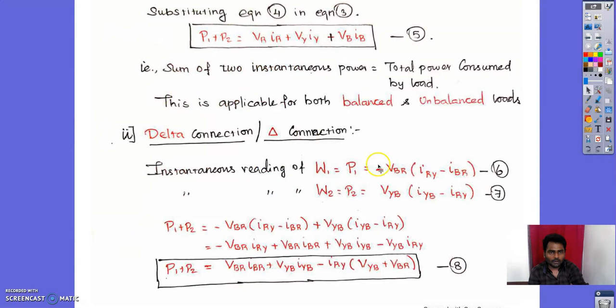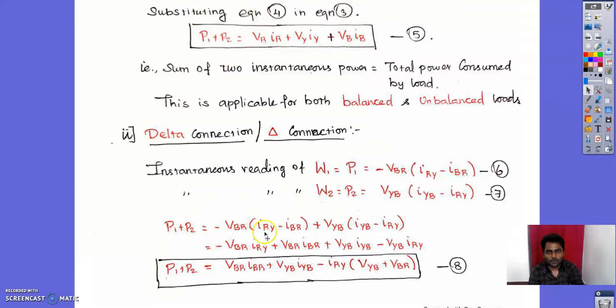So your power P1 is equals to minus VBR into IRY minus IBR. Here current is the difference, we are sharing the current. So IRY minus IBR will be there in equation 6. So instantaneous reading of wattmeter 2 is equals to P2. Power 2 is equal to VYB into IYB minus IRY. Here there is no negative sign. Why? Because it is drawn with respect to your Y phase current. That is why VYB has no negative sign.